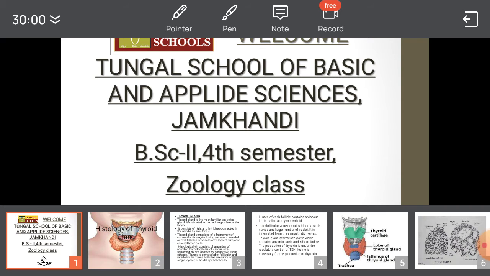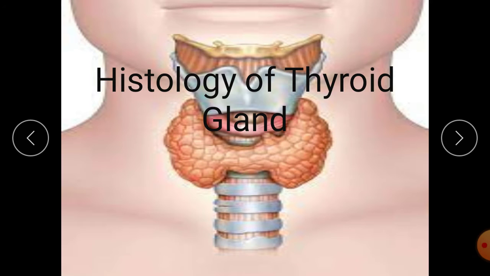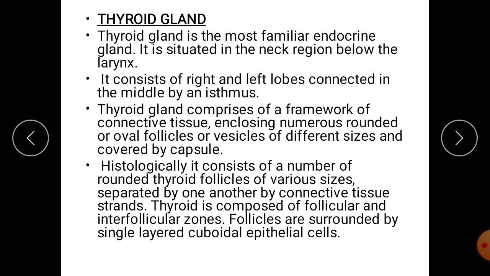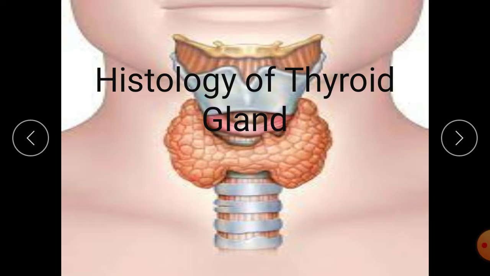Today I am going to discuss the histology of thyroid gland, another important endocrine gland. The thyroid gland is the most familiar endocrine gland. It is situated in the neck region below the larynx. The larynx is the voice box. So it is situated in the neck region.